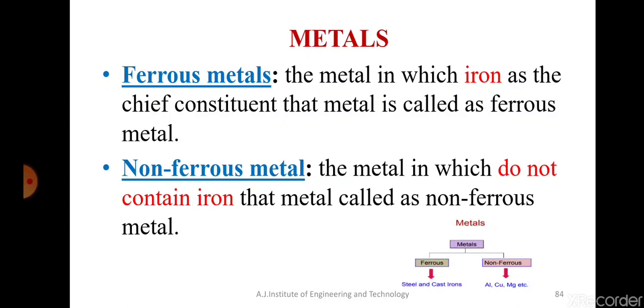Now non-ferrous materials are the ones which do not contain any iron in them. They are called non-ferrous materials. If you want to see examples, I think we have seen that in the previous slide itself. Ferrous materials may be cast irons, steels, wrought iron, pig iron, etc. Non-ferrous material examples are aluminium, copper, zinc, tin, nickel, etc.